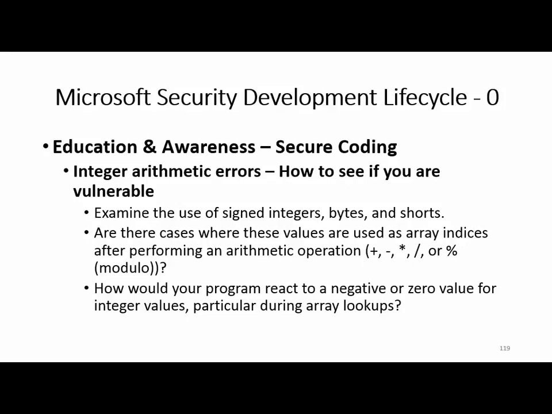How to see if you're vulnerable? Examine the use of signed integers, bytes, and shorts. See if there are any cases where array indices can be out of line. How would your program react to negative or zero values for integer values, especially during array lookups? Back in the day, and we're not talking that long ago, maybe 10 years ago, Visual Basic .NET did allow for negative indices in arrays.